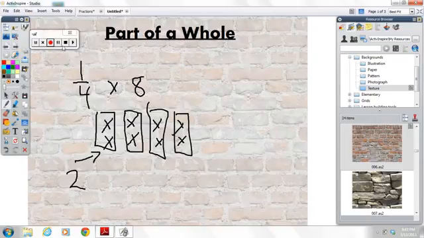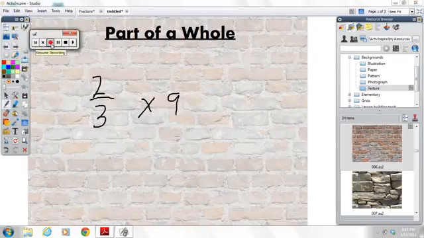Let me show you another example. Now this example here says 2/3 times 9. But really what it means is we're going to take 9 and we're going to find what 2/3 of 9 is. So we ask ourselves, okay, let's take 9 and we're going to divide it into 3 groups.